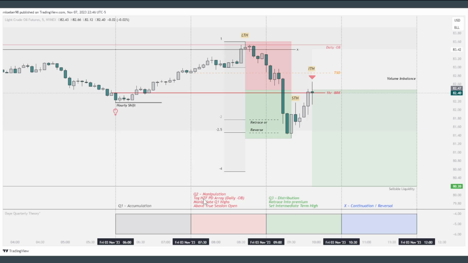We tag a higher time frame PD array, which is our daily bearish order block. We manipulate Q1 highs, and we're also above true session open here at 7:30. We set our long-term high here. After we set our long-term high, we displace lower, and I use this swing low to this swing high. I measure that as our manipulation leg on our 5-minute chart.